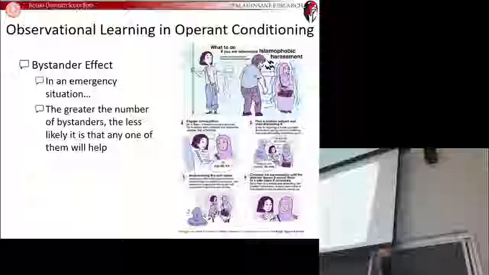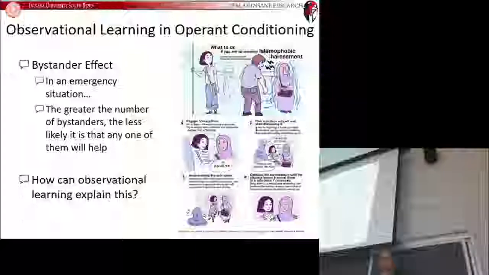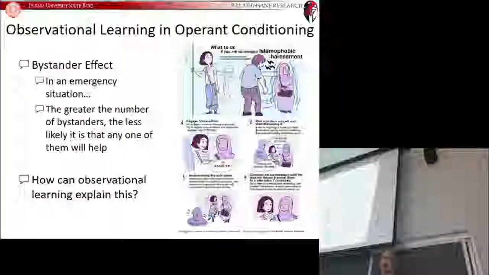So the greater number of bystanders, the less likely it is that any one of them, or even anyone in the group of them, is going to help. So the question is how can observational learning explain this? And just kind of jog your memory. Remember that we had some of those clues.